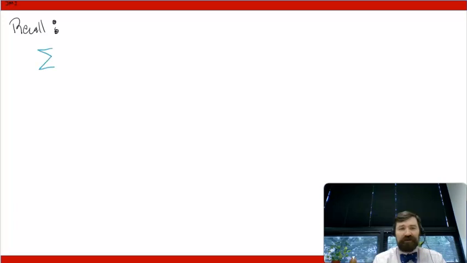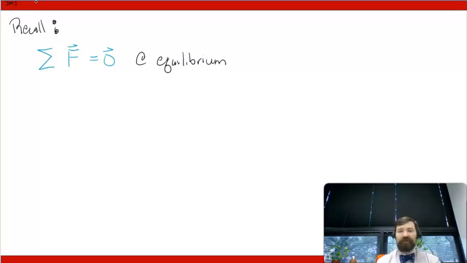Specifically, if you have an object which is at equilibrium, then the sum of forces must be zero. And this basically means that the object is either at rest and remains at rest, or it is moving with a uniform velocity. Specifically, we're interested here in at rest and remaining at rest.